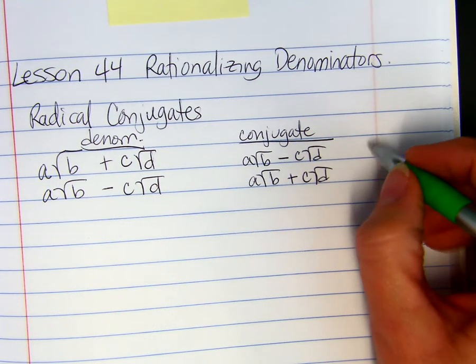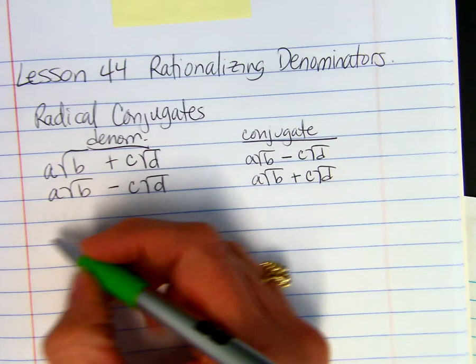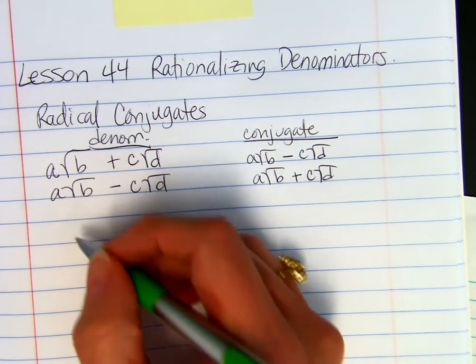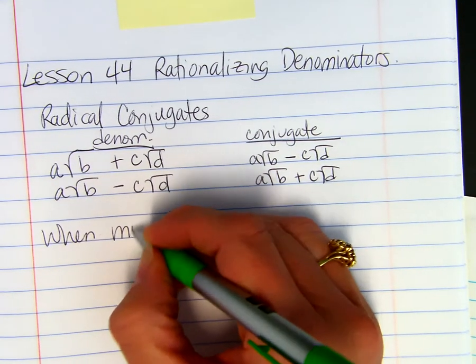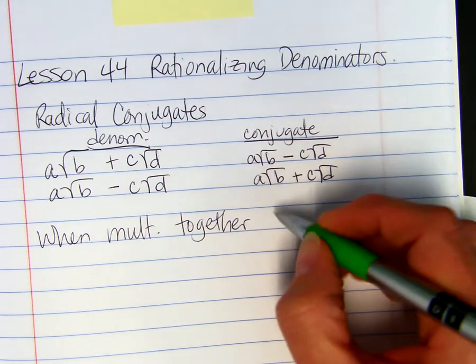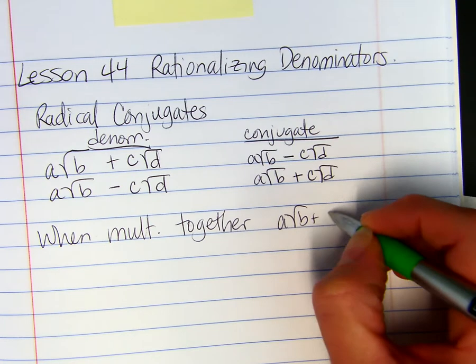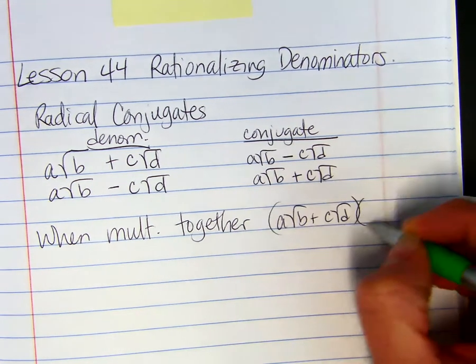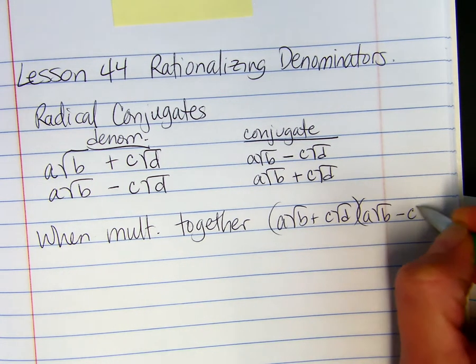when you multiply them together, should we write this somewhere? I'm just going to write this right here. When multiplied together, a root b plus c root d times a root b minus c root d.